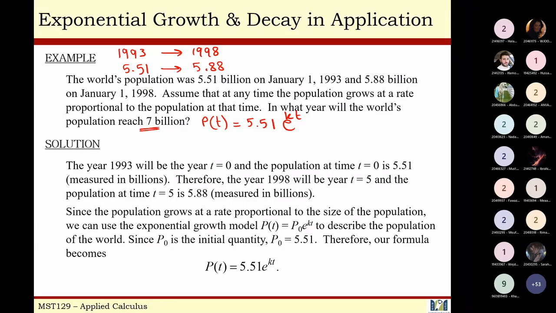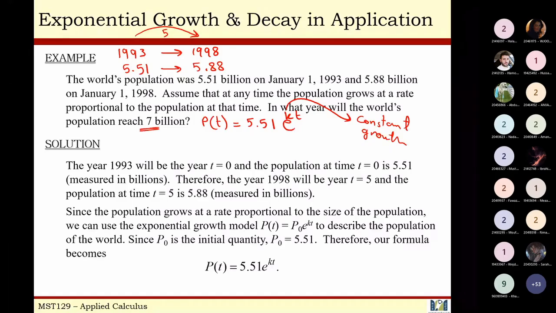Before that, we need to find k, the constant k. Is this growth or decay? This is growth, because the population increases. Now, between them we have 5 years. From 93 to 98, we have 5 years.